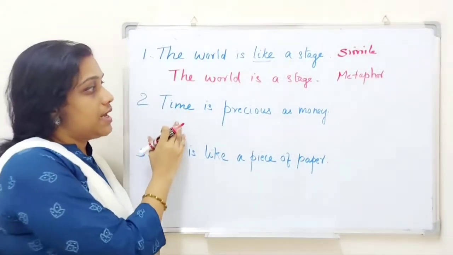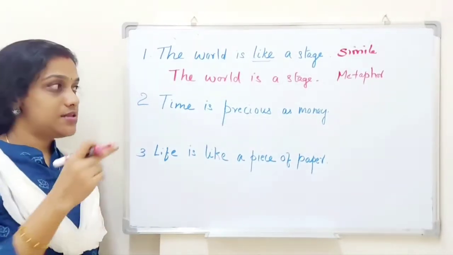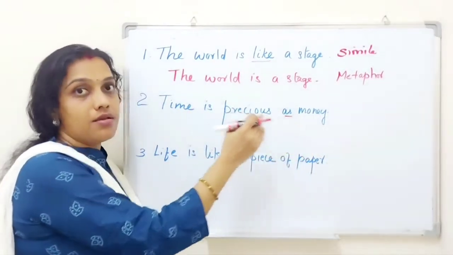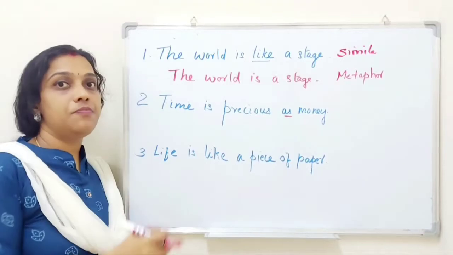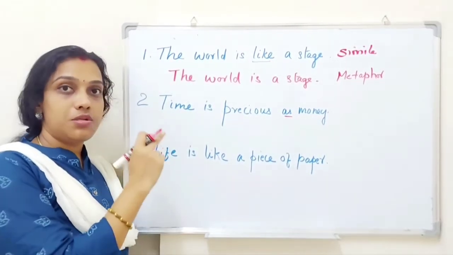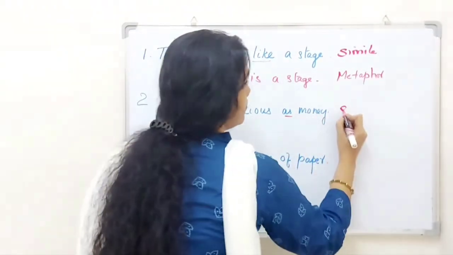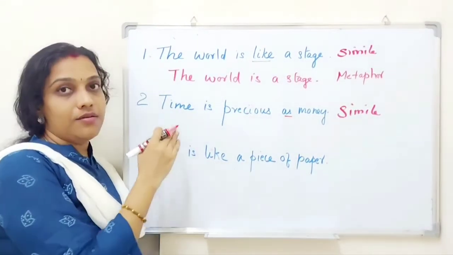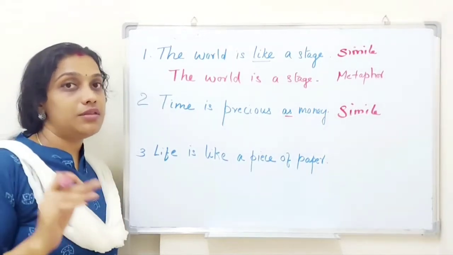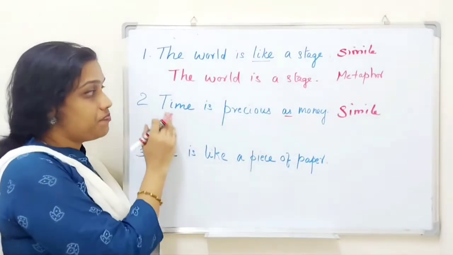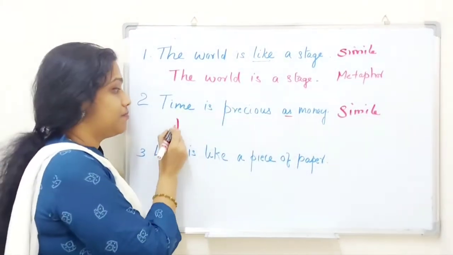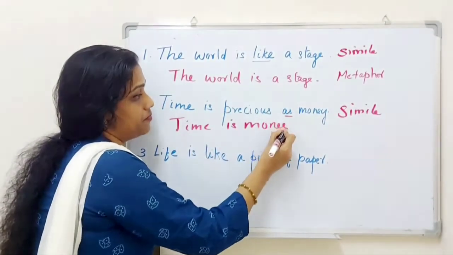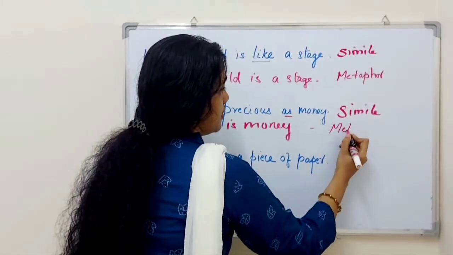Now, see the second one. Time is precious as money. Here also we can see there is a connecting word as, that is used to connect time with money. So as we are using a connecting word as there, we can say that the poetic device used in this sentence is simile. Here also simile. Now how can we write it in a metaphor form? To write a metaphor, we have to avoid the connecting words. Then the sentence becomes time is money. Time is money. That is metaphor.